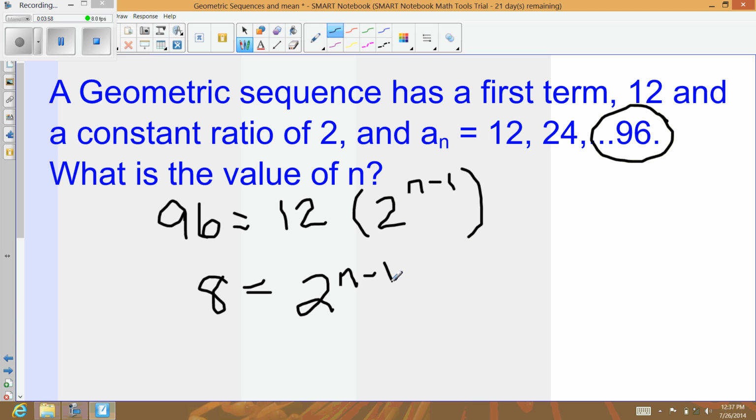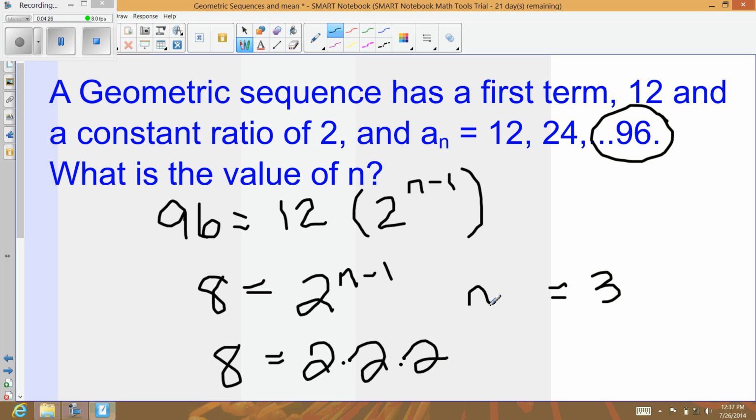All right, now this is a little bit more complicated. You have to think, 2 to the what power gives you 8? Well, 2 to the 3rd gives you 8, right? So that means that we know this, right? 2 times 2 times 2 gives you 8. Well, if you're subtracting one of them, what does n need to be? 4 minus 1 gives you 3, right? All right, so n equals 4.